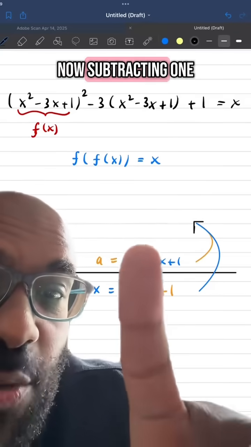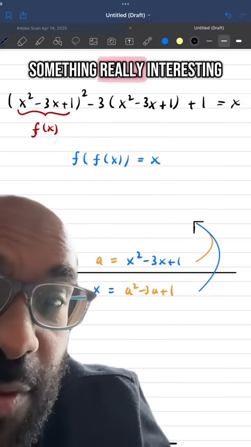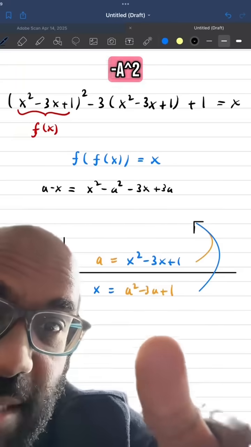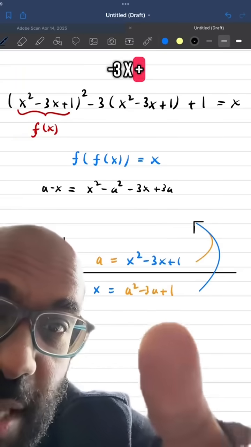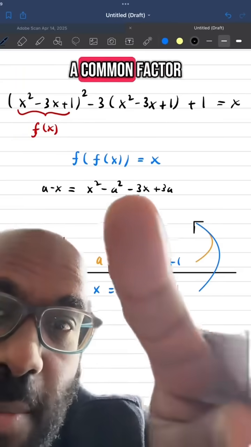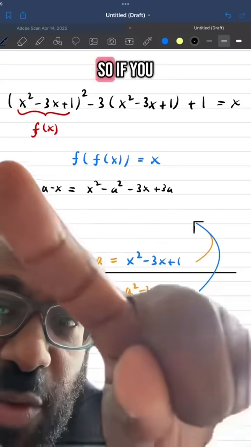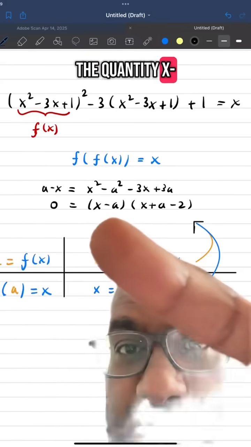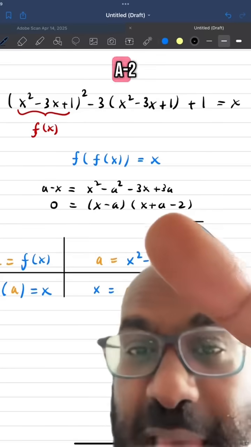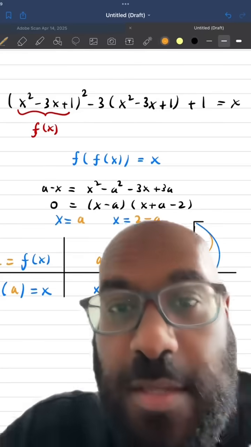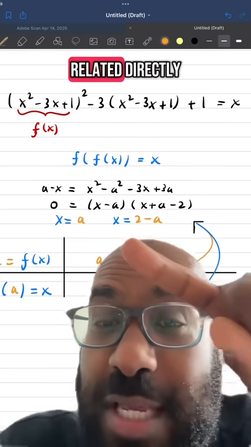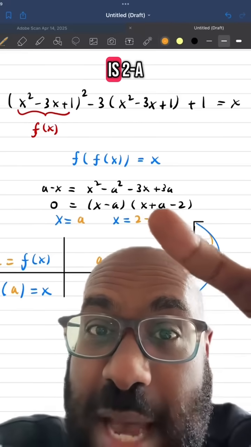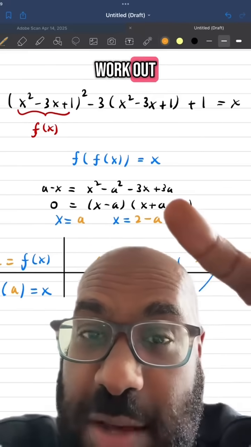Now subtracting one of these from the other will give us something really interesting. We'll get a minus x is x squared minus a squared minus 3x plus 3a. And you notice a common factor of x minus a everywhere. So if we move this left-hand side to the right, we'll actually get the quantity x minus a times x plus a minus 2. So x and a are actually related directly. Either x is a or x is 2 minus a in order for this quadratic to work out.